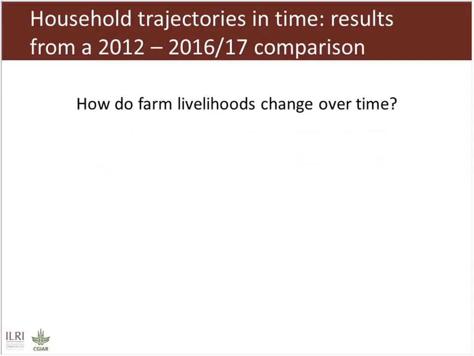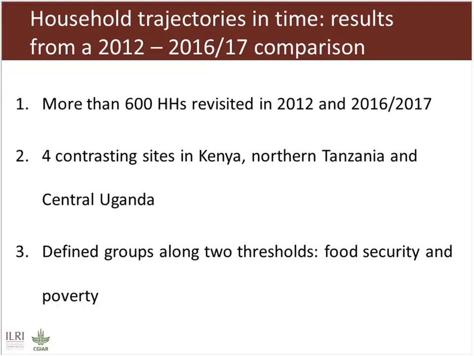So the first application I want to show you is analysis of household trajectories over time, where we did a survey in 2012 in several countries, and we revisited the same households in 2016, early 2017. We really want to quantify and analyze how farm livelihoods change over time. So what did we do? We revisited more than 600 households, both in 2012 and then again in 2016-2017, in 4 contrasting sites in Kenya, northern Tanzania, and central Uganda.